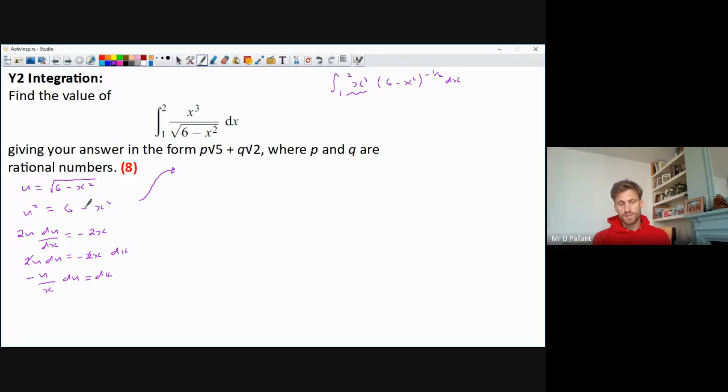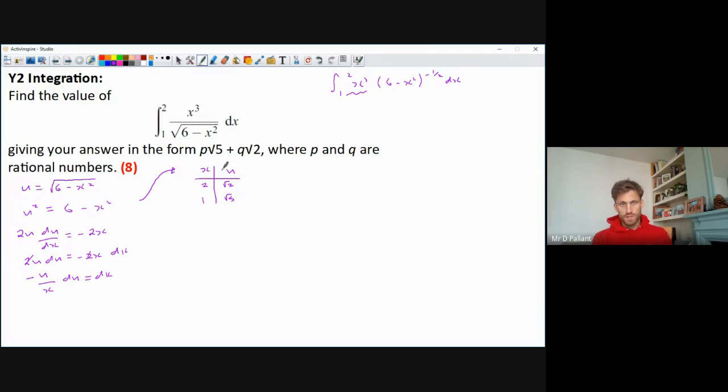So u squared is 6 minus x squared. U is the square root of 6 minus x squared. So x is 2 or 1. So 6 minus 4 is 2. So u would be the square root of 2. Or 6 minus 1, u would be the square root of 5. Right, so let's try and put this all together.